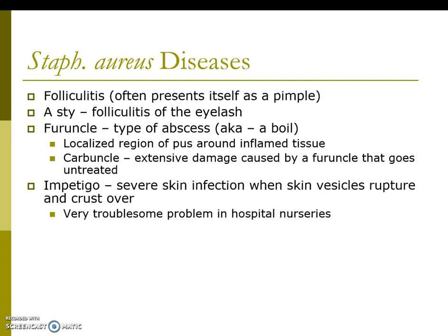Impetigo is a very severe skin infection when the skin vesicles actually rupture and crust over. Usually impetigo is a big danger for newborn babies because their immune systems are not equipped to deal with the outside world quite yet. Their immune systems are still developing, and they get this really, really bad skin infection. And again, that's why it's very troublesome in hospital nurseries, because you get lots of these little babies around each other, and it can cause some major issues there.